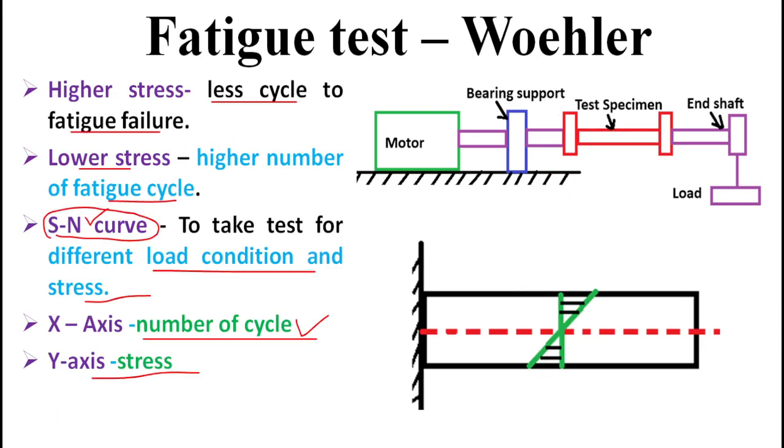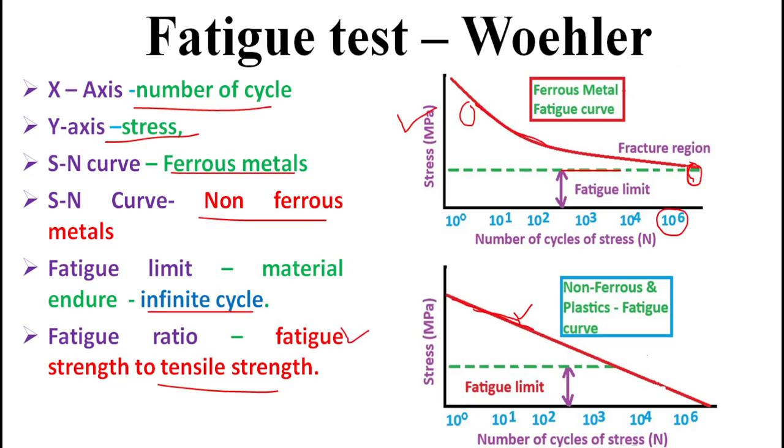At a higher stress level there are fewer cycles to fatigue failure, and lower stress means a higher number of cycles. Using the various data of stress and number of cycles, we can draw the SN curve for load and stress conditions. The x-axis is the number of cycles and the y-axis is the stress level. This is the fatigue curve for non-ferrous material. Okay, thank you.